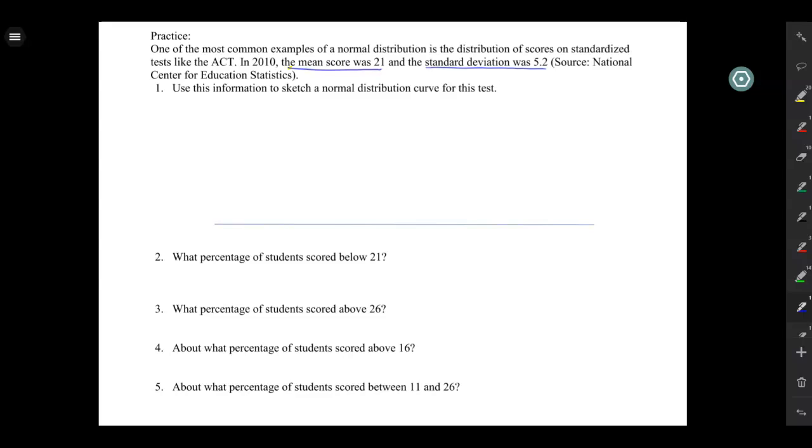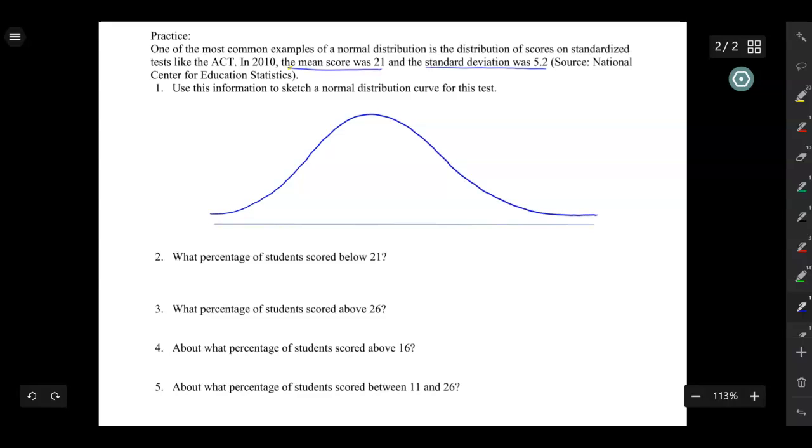So the easiest part of this is that I know the shape of my graph is going to look like a normal curve. So I'm just going to draw a bell curve. Then I'm going to start filling in some information about it. So I know that at my peak, that's my mean, and that's going to be 21. And then what I want to do is go out 1 standard deviation on either side. So I'm going to draw this dotted line so that we know we've got it lined up. If I go out 1 standard deviation to the right, that means I'm going 5.2 to the right. So 21 plus 5.2 is 26.2.